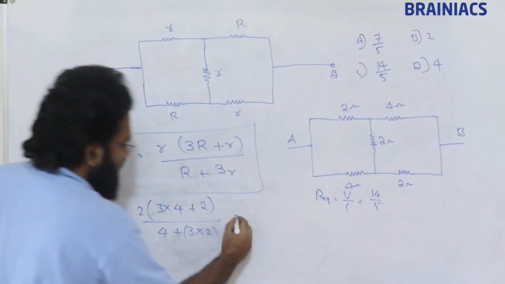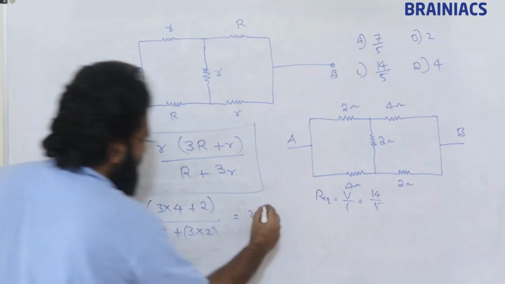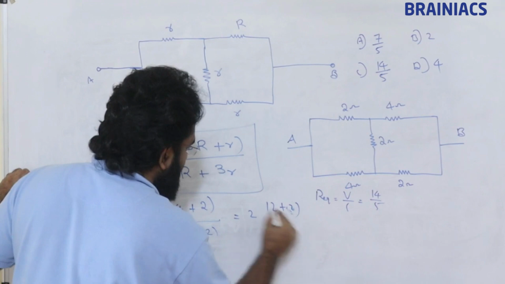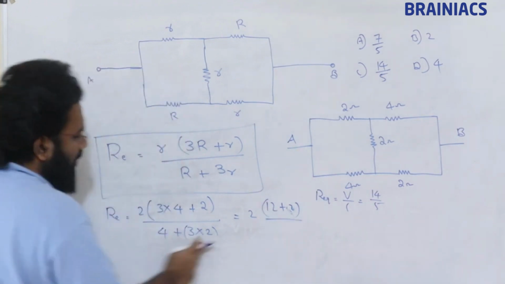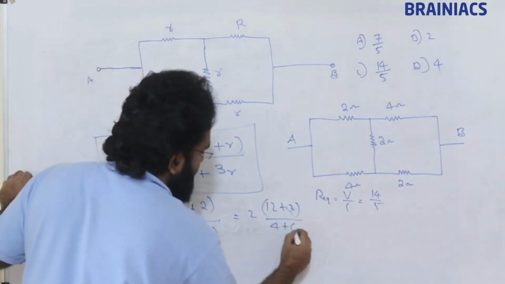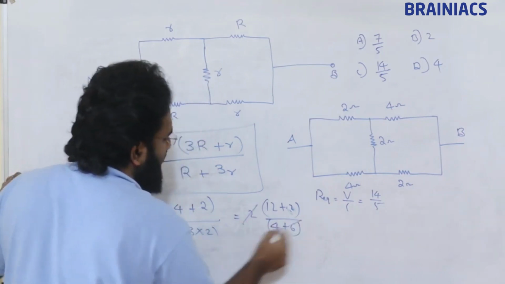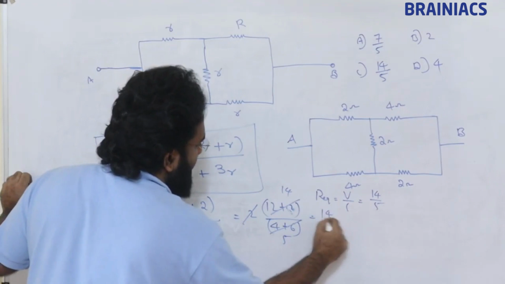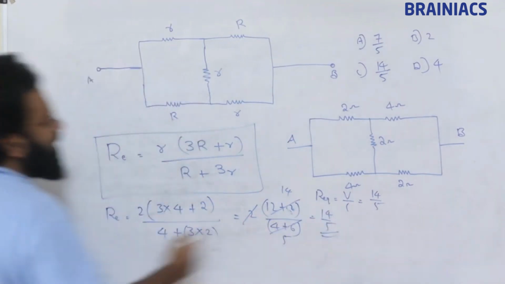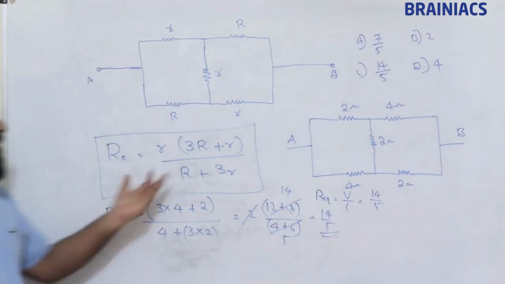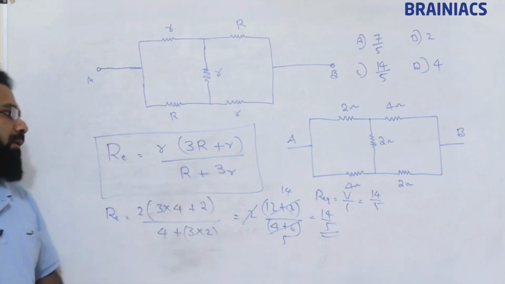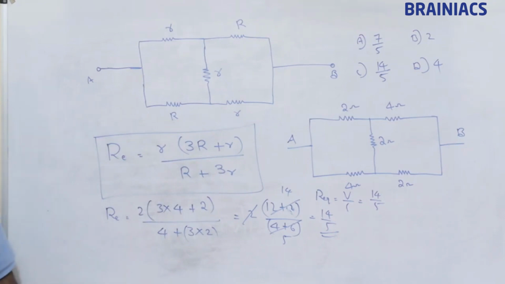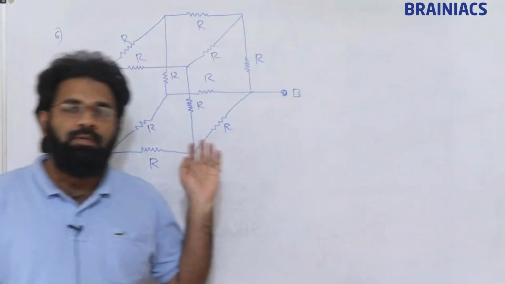So when we do this, we will be getting 2 into 12 plus 2, divided by 4 plus 6. If we do this, this will be 5 and this is 14. So we will be getting 14 by 5, the same answer. If you remember this formula, hardly it will take 10 or 15 seconds for the same problem. Okay, note it down.